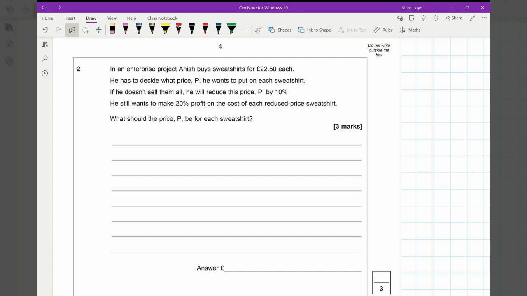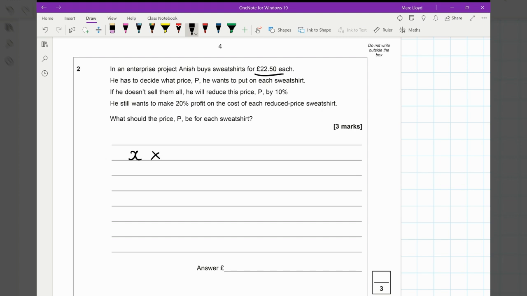Now, this is wordy. It's really wordy. It's designed to trip you up. But we need to know what the price is going to be before that 10% discount. So he's got an amount, and I'll call that amount X. In fact, we know that price could be 22.5, but we're just going to keep it simple and call it X.